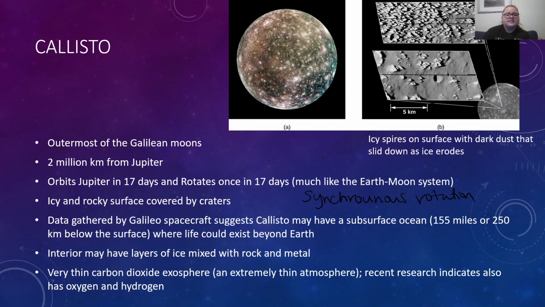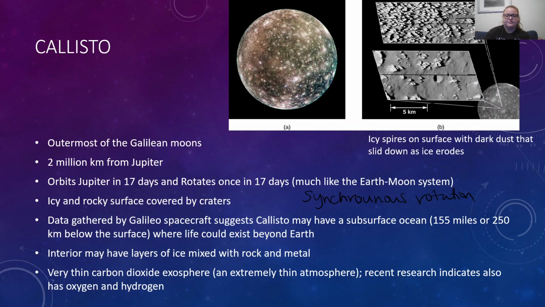Okay. Data has been gathered by Galileo's spacecraft that suggests that Callisto may have a subsurface ocean, and in this ocean, life could possibly exist beyond Earth. The interior may have layers of ice mixed with rock and metal, and it has a very thin carbon dioxide exosphere, which is a very thin atmosphere. Okay. Recent research indicates it also has oxygen and hydrogen in its exosphere.